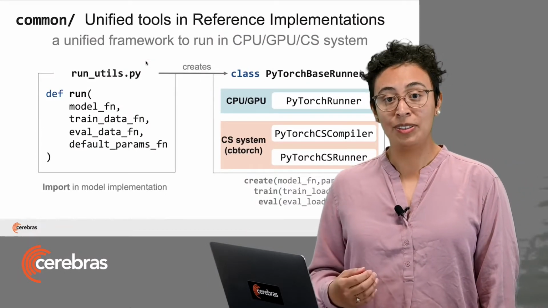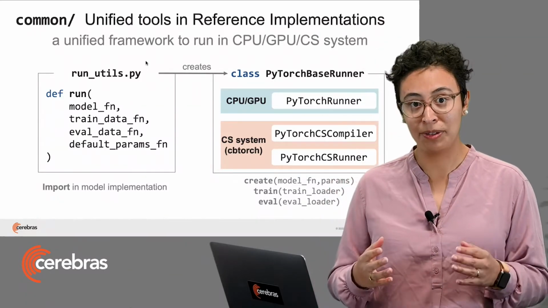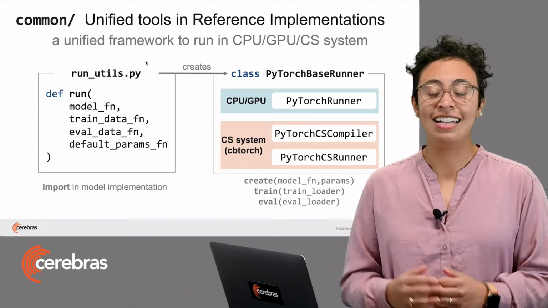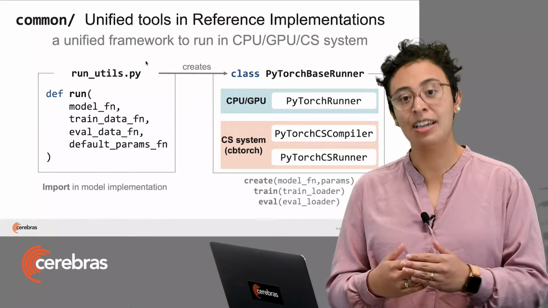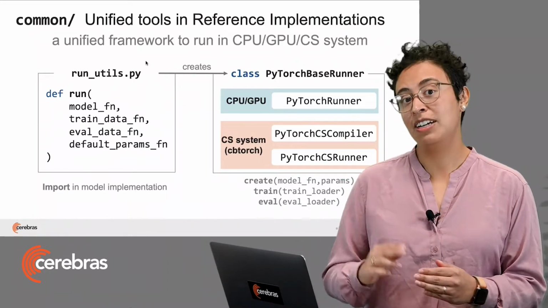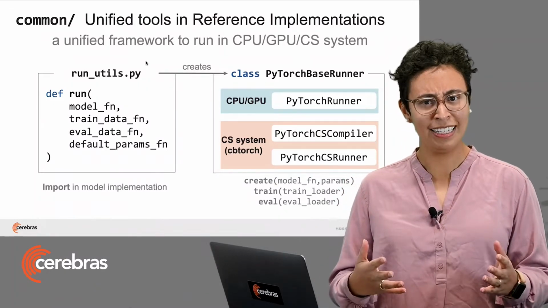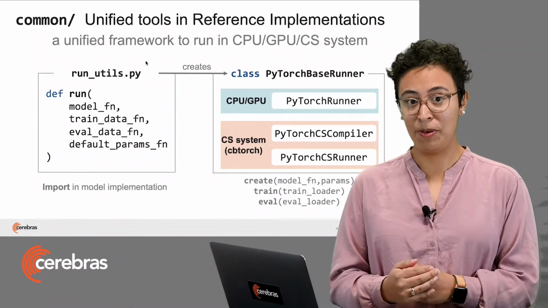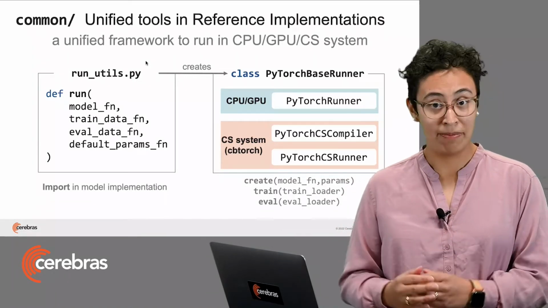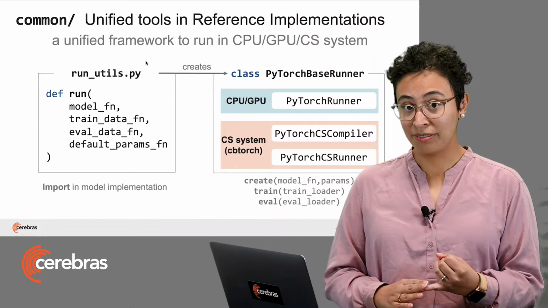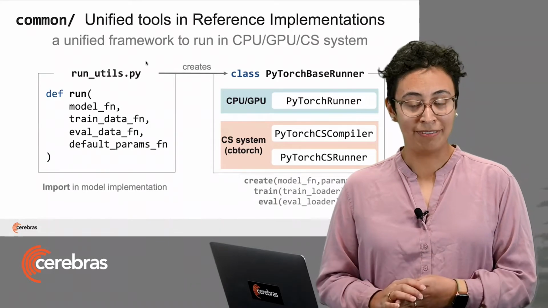Common is a unified tool for our reference implementations. Our idea is that you can use the same code to run on CPUs, GPUs, and CS systems. To do that, we needed to distinguish between the code that runs on CPUs and CS systems, and we use two different tools to do that. The first one was defining a function called run. This function is inside run_utils.py inside common. This function run is imported in all of our model implementations, and it defines the model function, the data loaders related to training and evaluation, and the default parameters of your model.